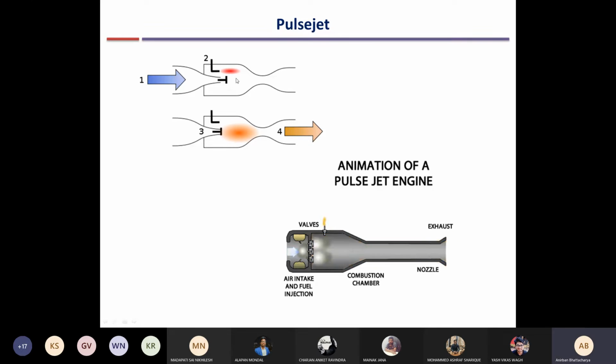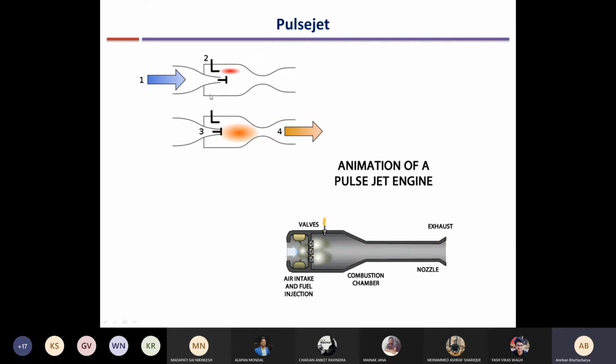So the main problem was still with the valves, which could not sustain this kind of long high temperature application. And another problem is the very large amount of noise that is created because of this pulse combustion that occurs. So they are not used anymore.